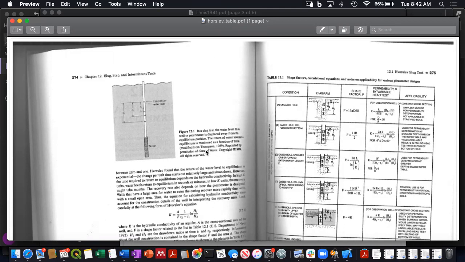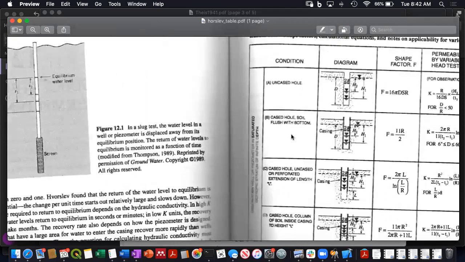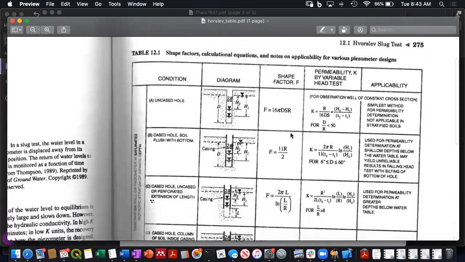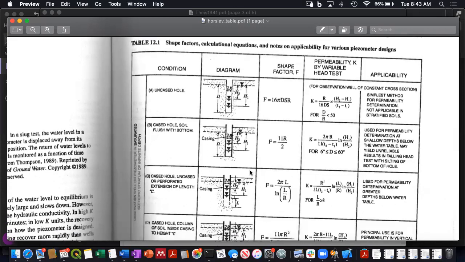So I'm going to answer that question in much more detail here in a little bit, but good question. Let's first talk about what F is. So here's a table that's up on Moodle now, and it gives you F and how you calculate it for a bunch of different well types.